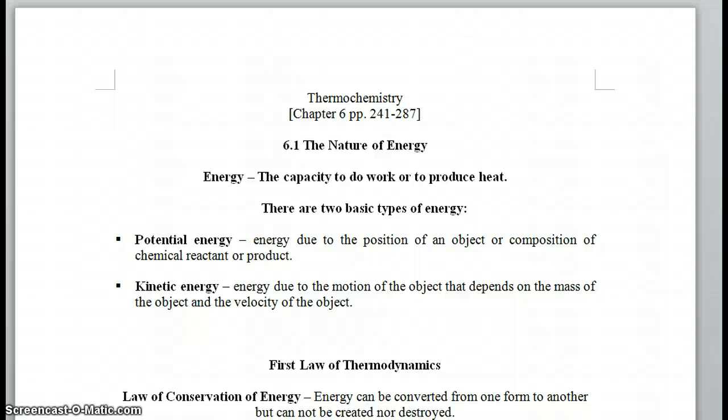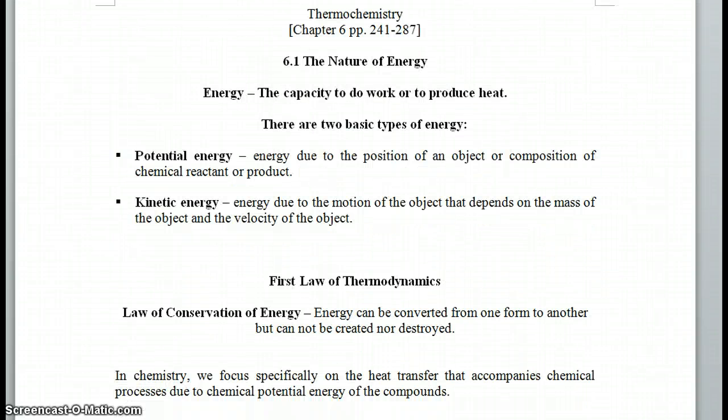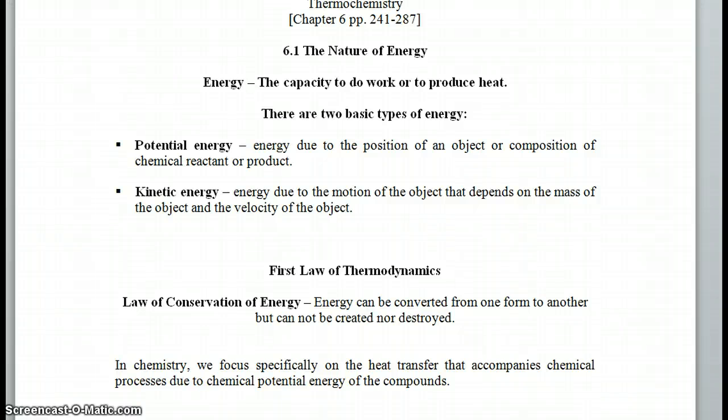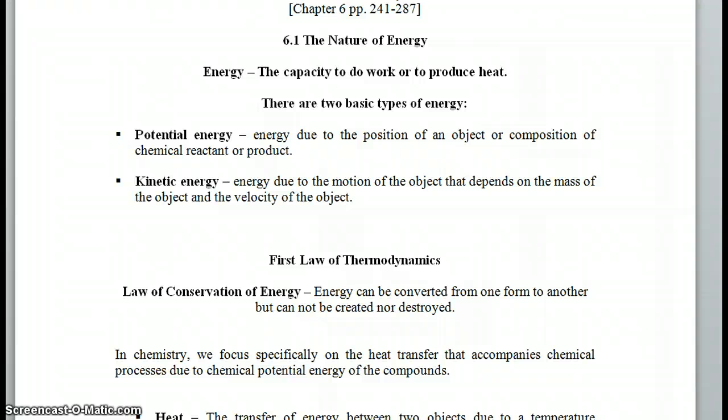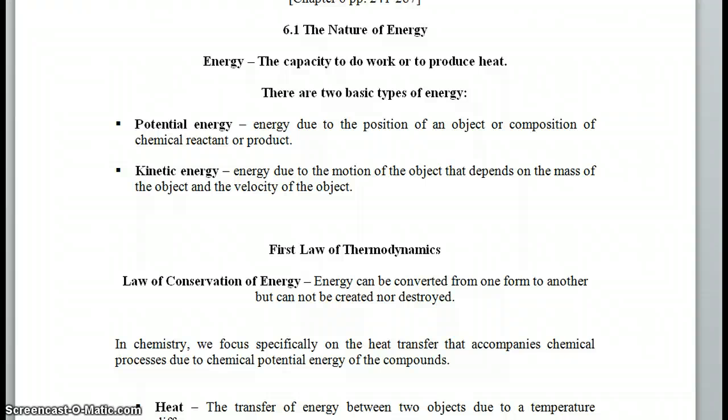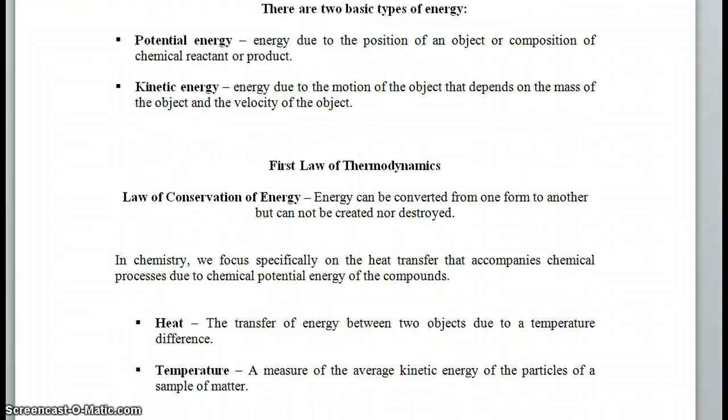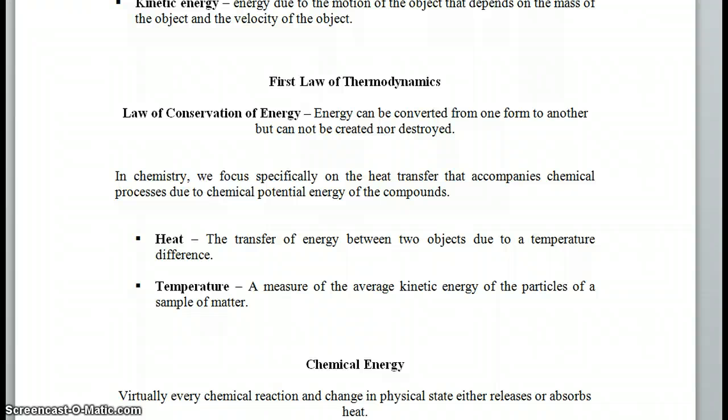Okay, so chapter 6 is the beginning of the thermochemistry stuff, and a lot of this should be reviewed, so I'll go pretty quickly. Energy is the capacity to do work or produce heat, and we say that energy comes in two forms, either potential energy or kinetic energy. Potential energy for chemistry usually means that you have energy stored in bonds, and kinetic energy refers to the movement of particles. The law of conservation of energy states that energy can never be created or destroyed. It can only be converted from one thing to the next.